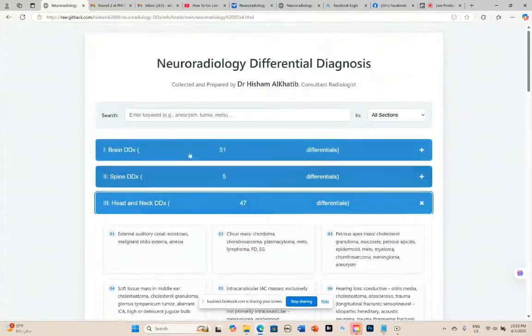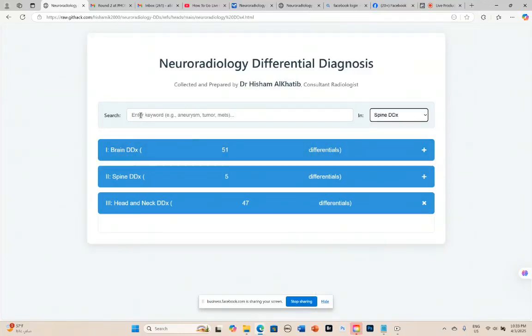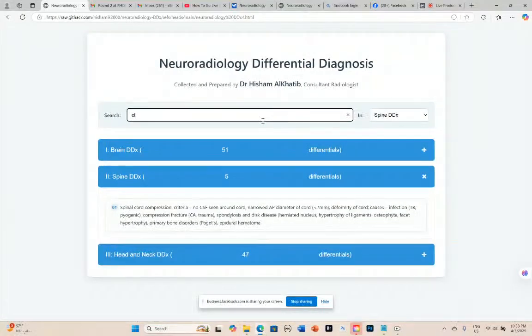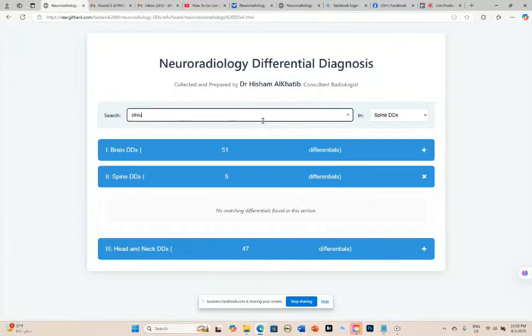As I said, we can search in all sections. Also, we can search in a specific section. For example, if we want to search in the spine and we write clivus, it does not show anything.